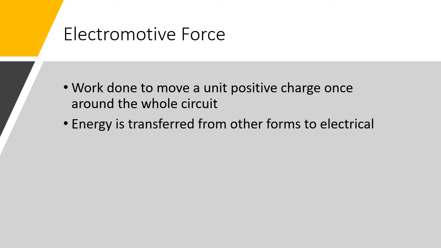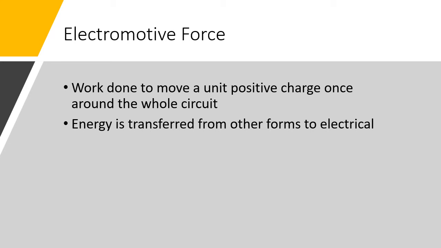So here, what is happening? So think about a battery. What energy is it having? The chemical reactions taking place inside it, isn't it? So it is having chemical energy. Then that chemical energy is what gets converted into the electrical energy of the electrons. So opposite to the potential difference, in the case of electromotive force, the energy transfer is from the other forms to electrical. Potential difference was from electrical to the other forms. Here it is from the other forms to electrical.